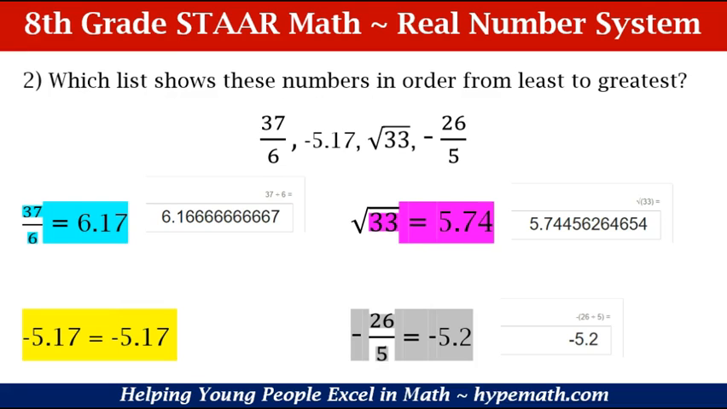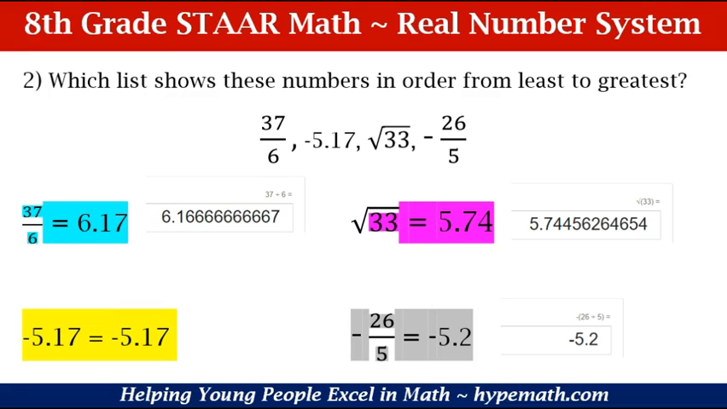Let's take a look at how we got those answers. For 37 over 6, we divided in our calculator. We put 37 divided by 6, and it's 6 point, and it continues on with some sixes. So we are rounding to the nearest hundredth. That is how our answer is 6.17.